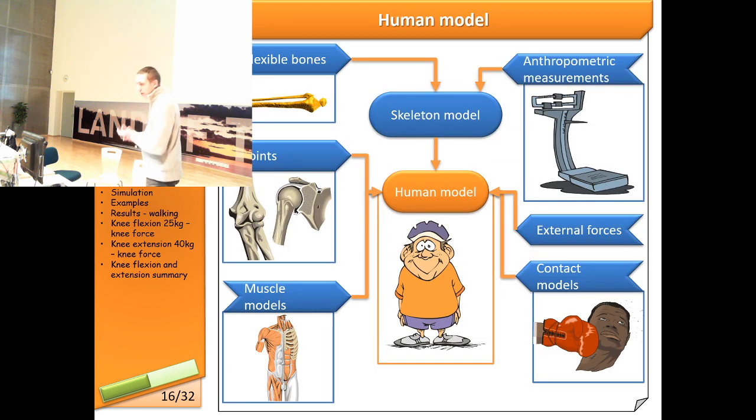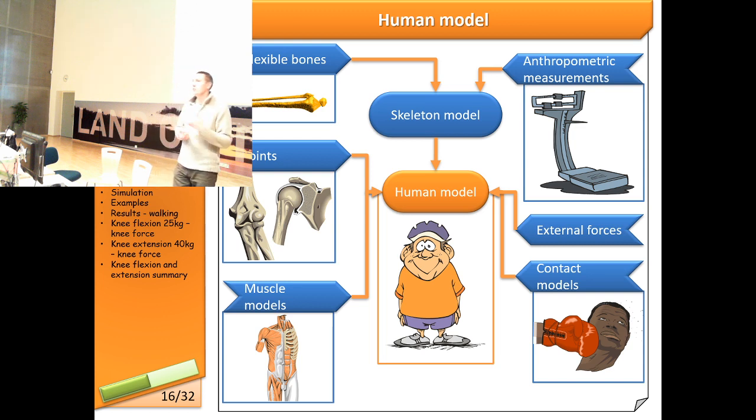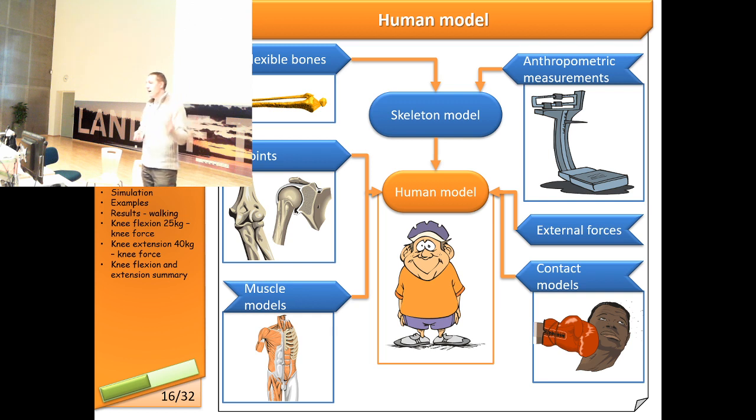Now, how do we build the human model? We have several components. First we do the anthropometric measurements, so we measure the body size. We need to know how much the person weighs and what the lengths of the body segments are. They usually follow some proportions, so if you know the overall dimensions, that might be enough, but if you want to be more precise, you can measure the arms and some other details. Then you can add flexible bones to the skeletal model, where you want to have stresses.